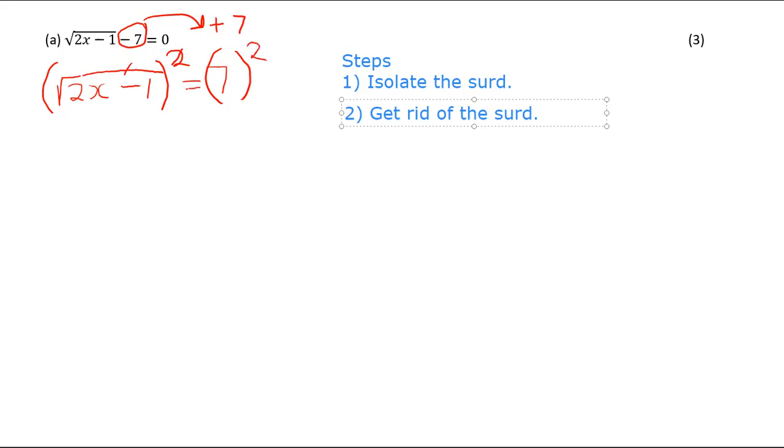On the left-hand side, you will be left with 2x minus 1. And on the right-hand side, when you square that 7, it'll give you 49, okay?